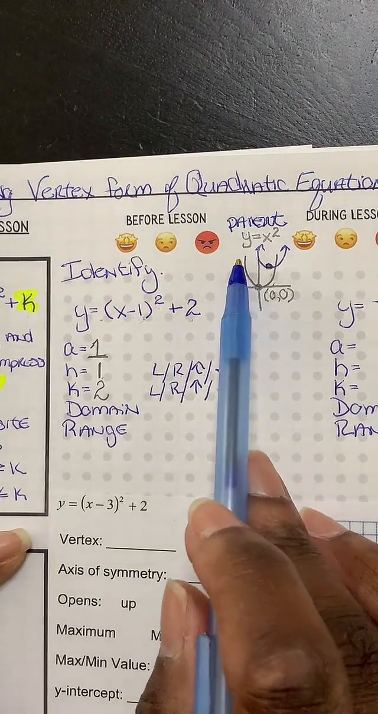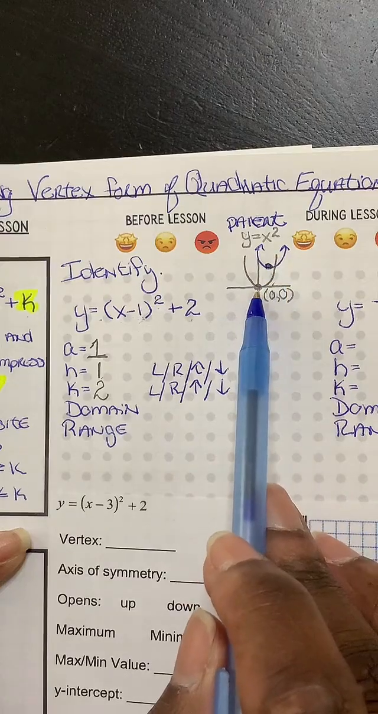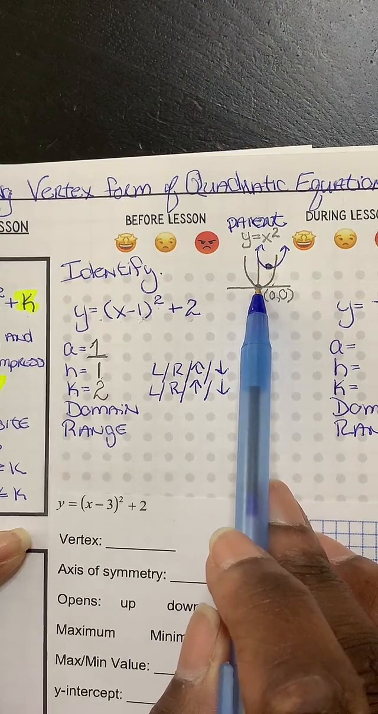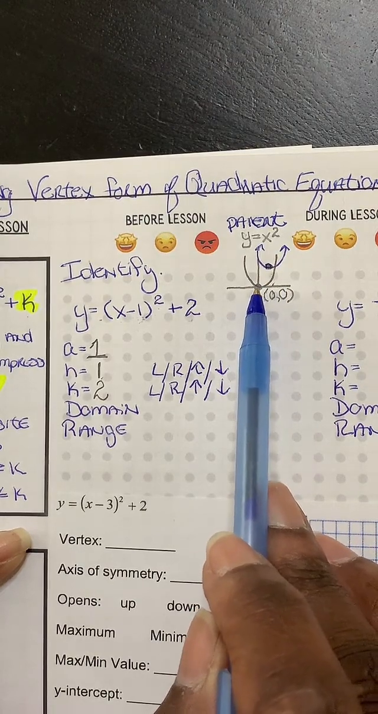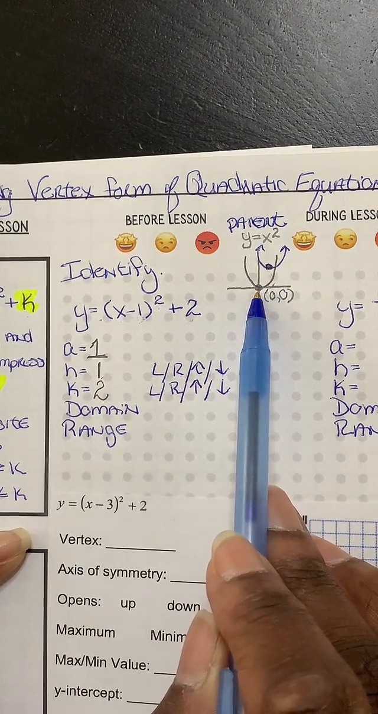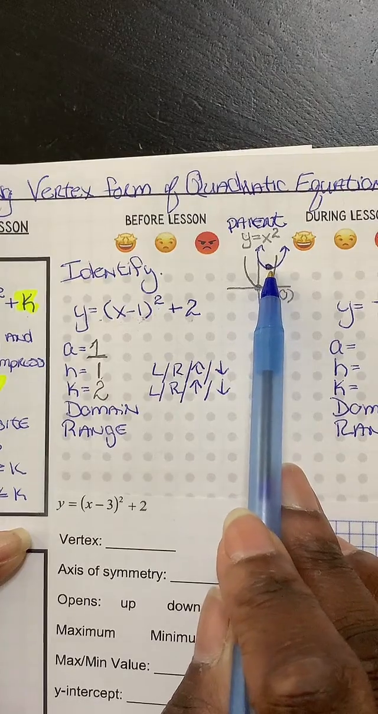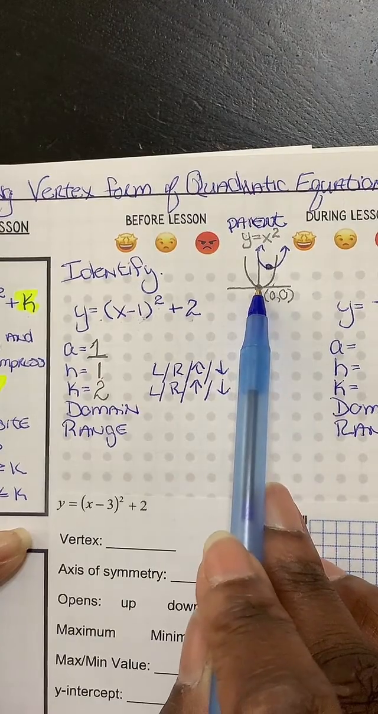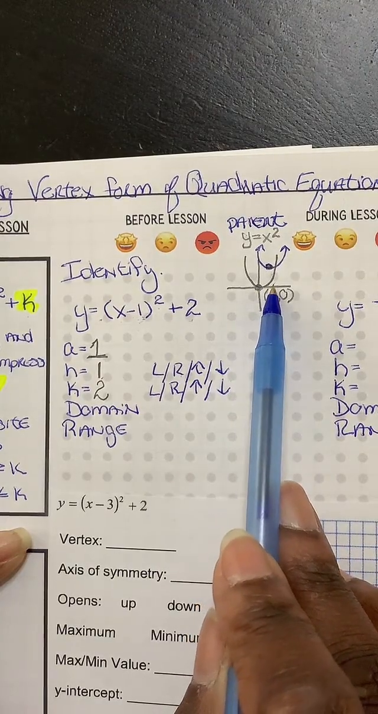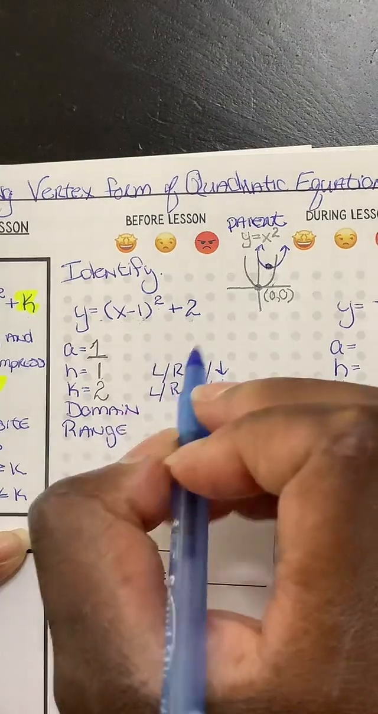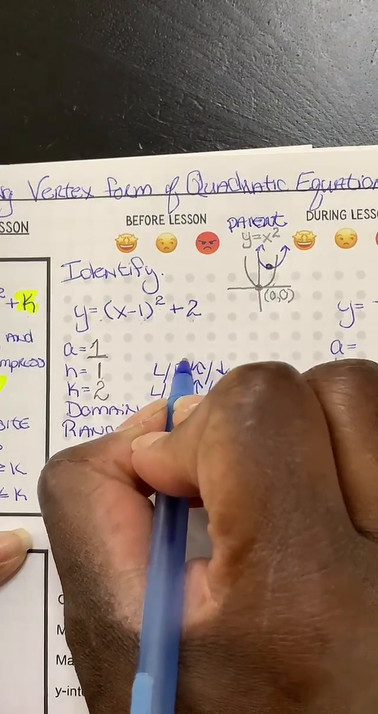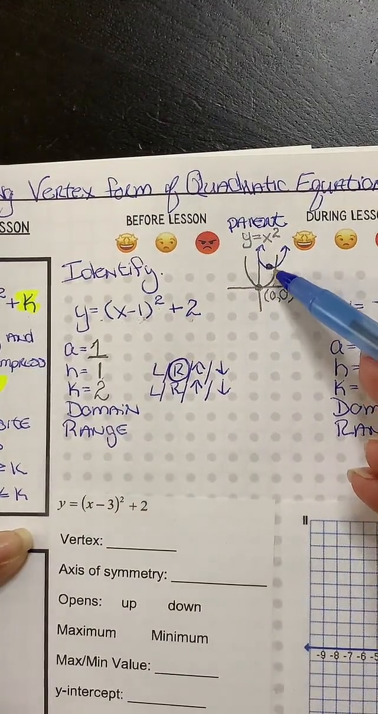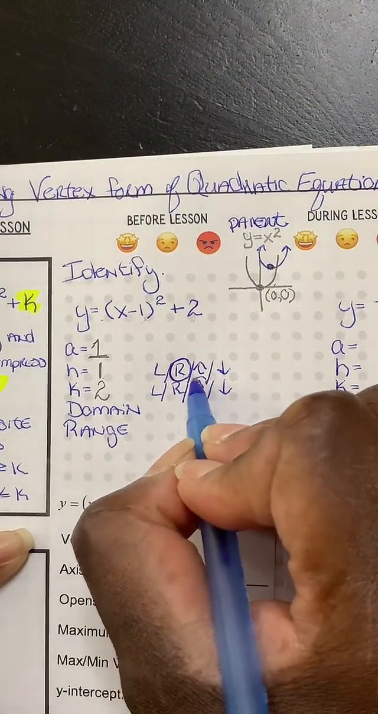Okay, so we have a start. The starting is here at 0, 0. So we have to tell, how do I move from this point at 0, 0 to the new vertex at 1, 2? So what I did was I had to go to the right one, okay? So that means I had to go to the right one, and then I had to go up 2.